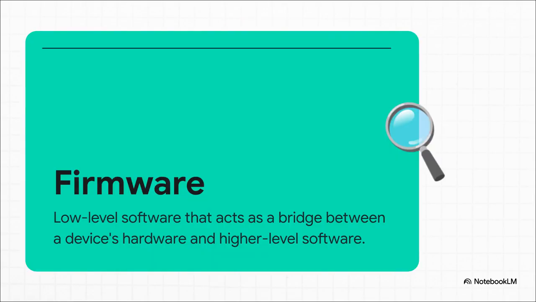You can think of firmware as the secret ingredient. It's this special, low-level software that lives right on the device's main chip, its microcontroller. Its whole job is to be the bridge between the physical hardware, the actual sensors and circuits, and whatever higher-level software you might interact with. It's the code that makes things happen at the most fundamental level.